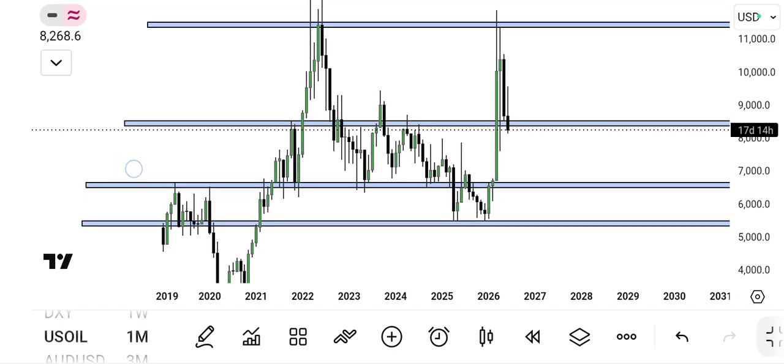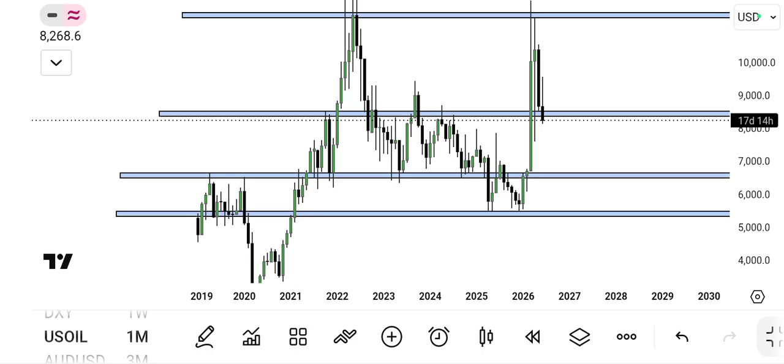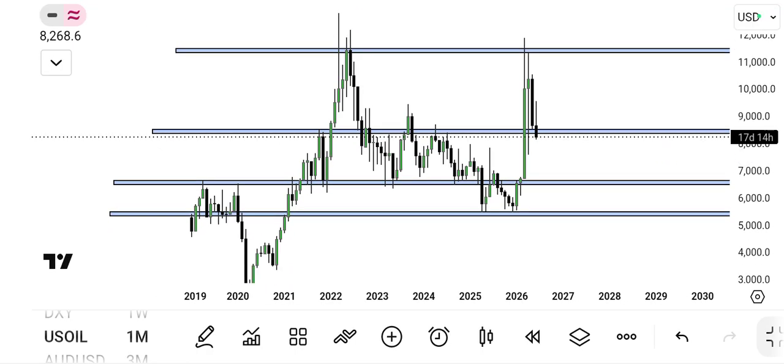So let's go to this chart, starting from the monthly time frame. On the monthly time frame, what can you see? I will give you 5 seconds to think about what this market is doing. All right, back to it.